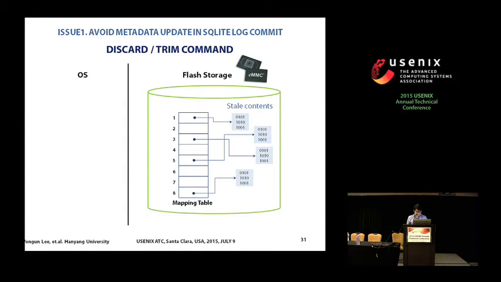Here we briefly explain how the discard or trim command works. When the discard or trim command is issued with a number of LBAs, it asks the flash storage to remove the mapping table entries for the respective blocks. So with discarded or trimmed blocks, stale data is protected from inappropriate attempts to read.